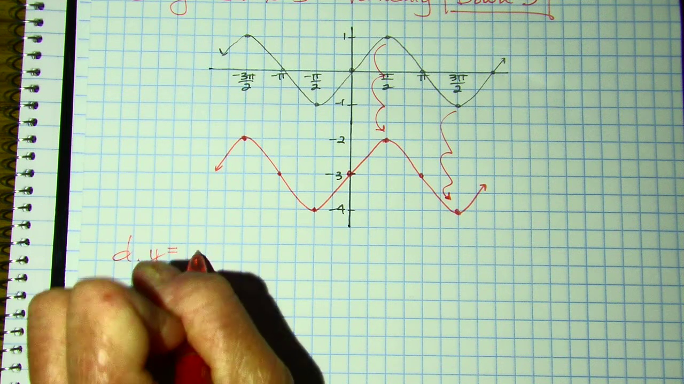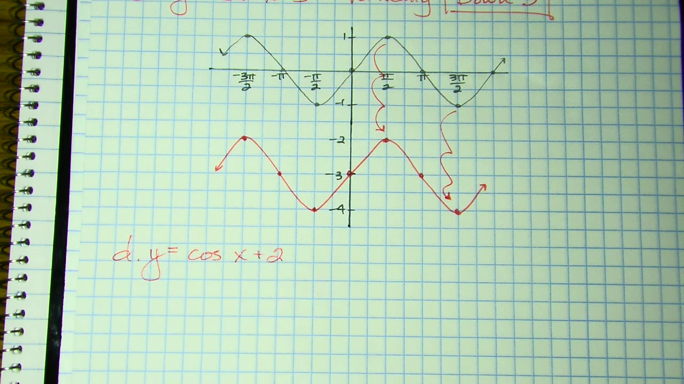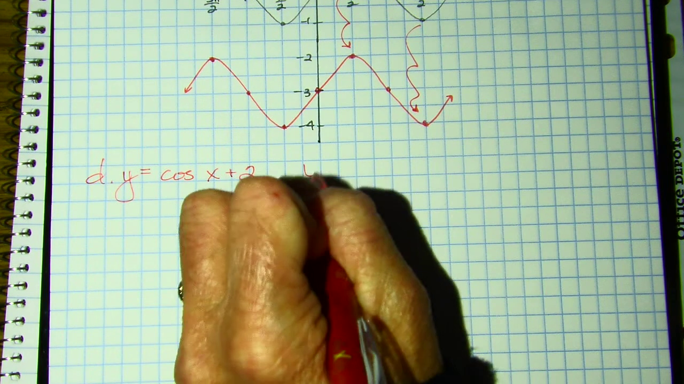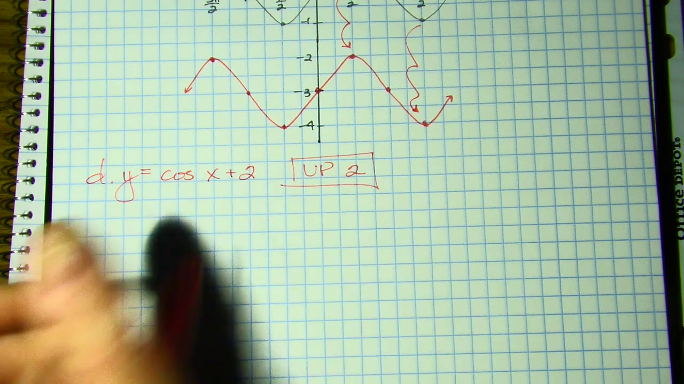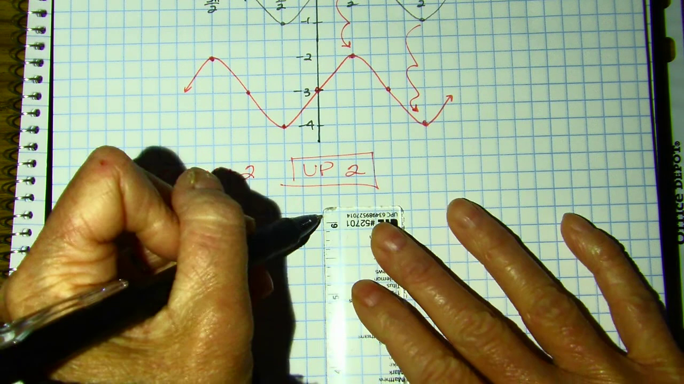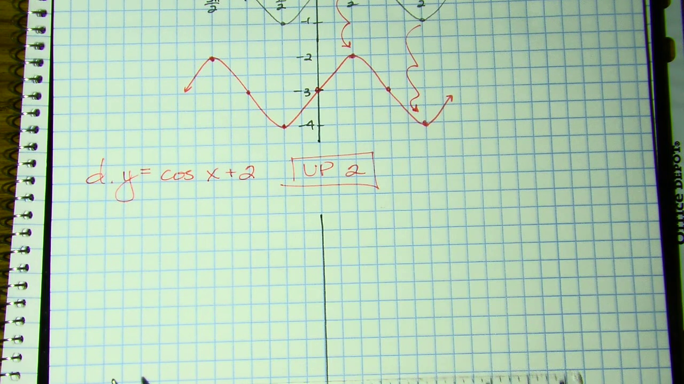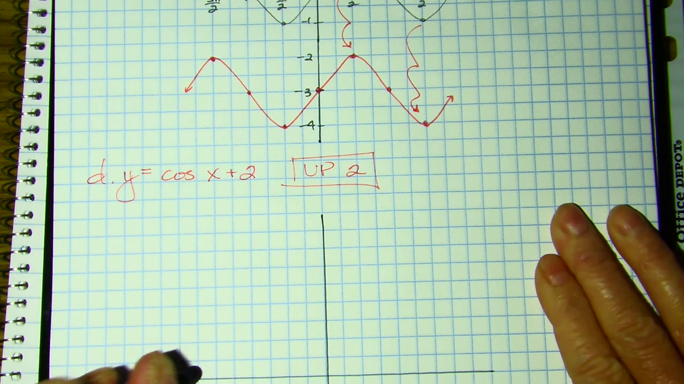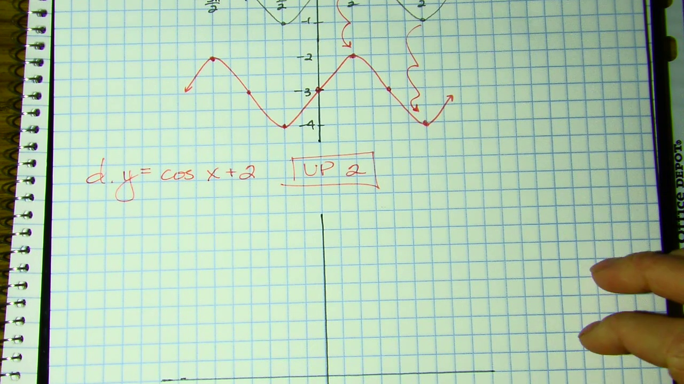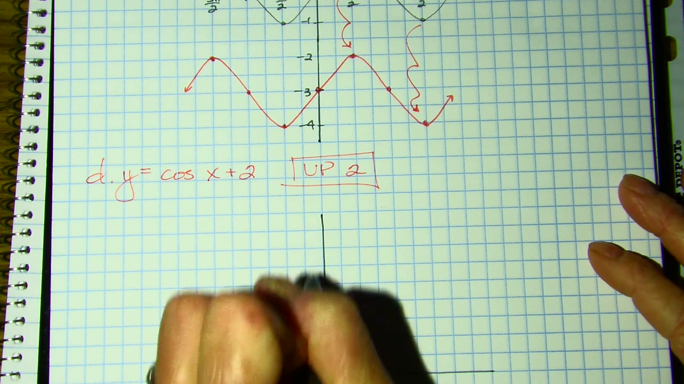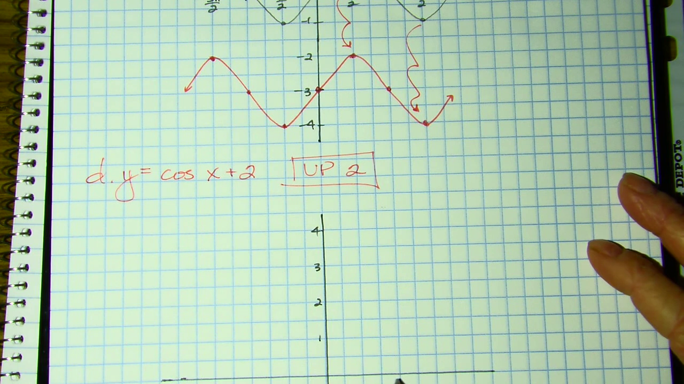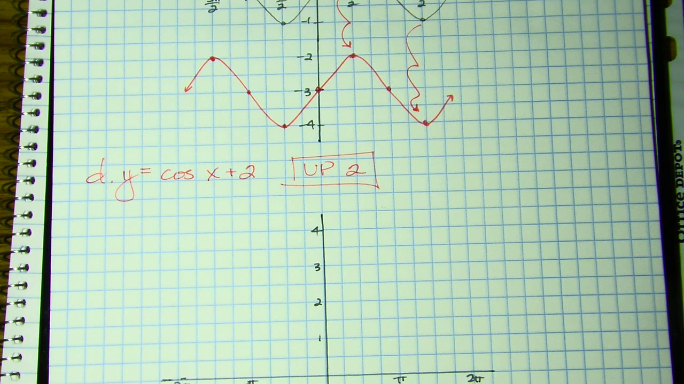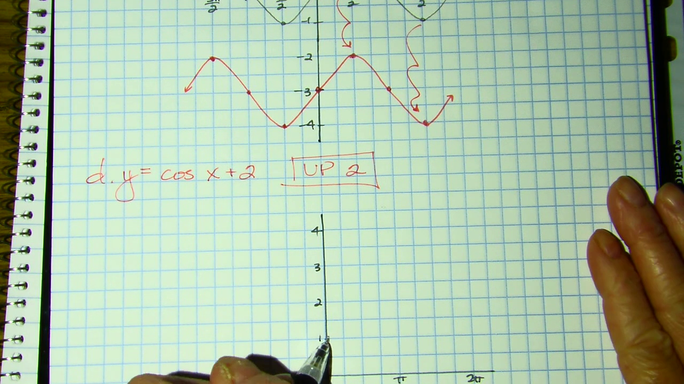Y equals cosine x plus 2. So this is a really simple one, right? This is just up 2. So cosine should cross, and here's 1, 2, 3, 4. Here's pi. Here's 2 pi, negative pi, negative 2 pi. So cosine should look like this.